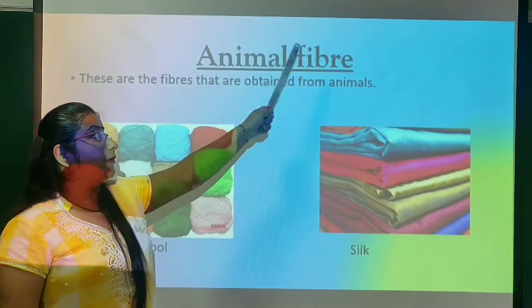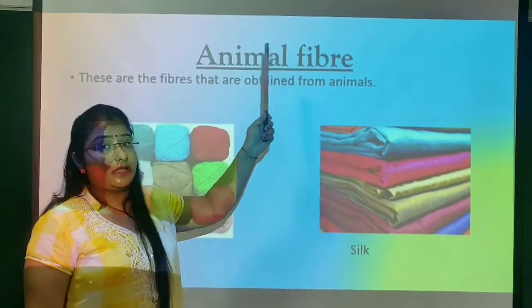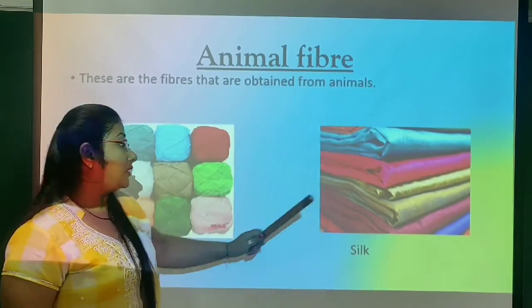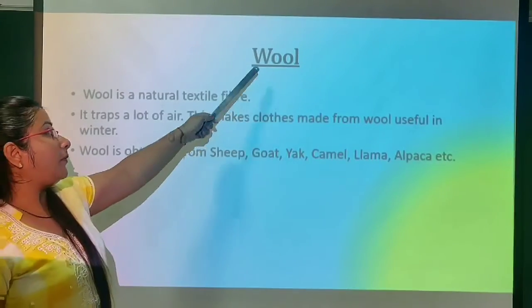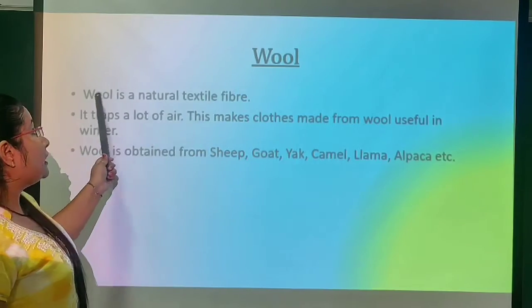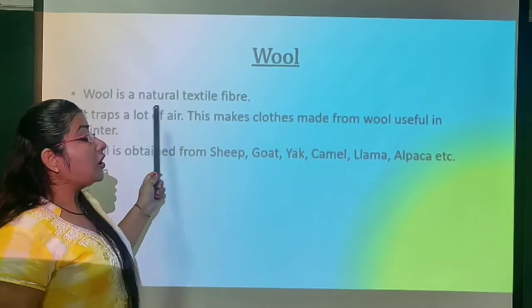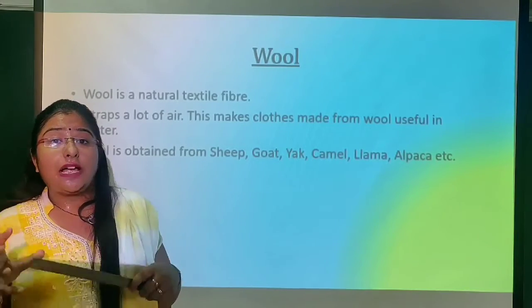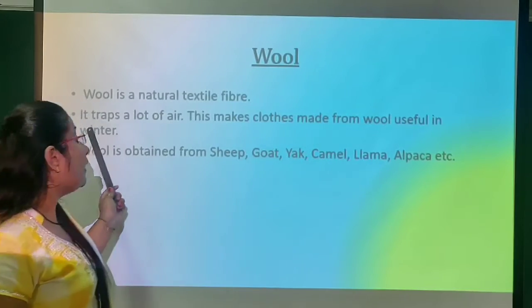Now, animal fiber. These are the fibers that are obtained from animals. Examples are wool and silk. First up we will talk about wool. Wool is a natural textile fiber. It traps a lot of air. That's why it is useful in the winter season.